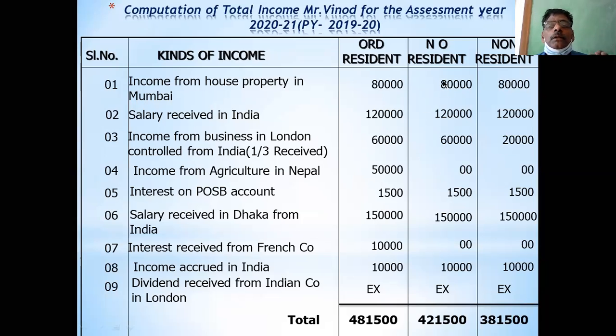Earned in India, received in India, the second column comes. Along with this, controlled from India comes. And the last column, only earned in India and received in India.